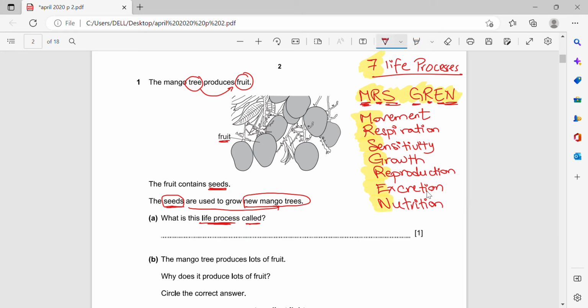Back to our question. What is this life process called? When the seeds produce mango trees, this is called reproduction.